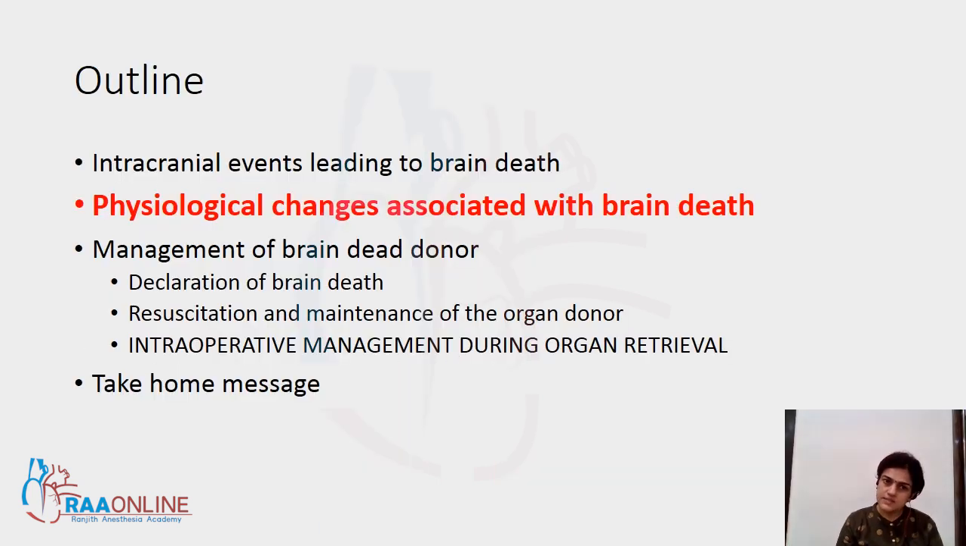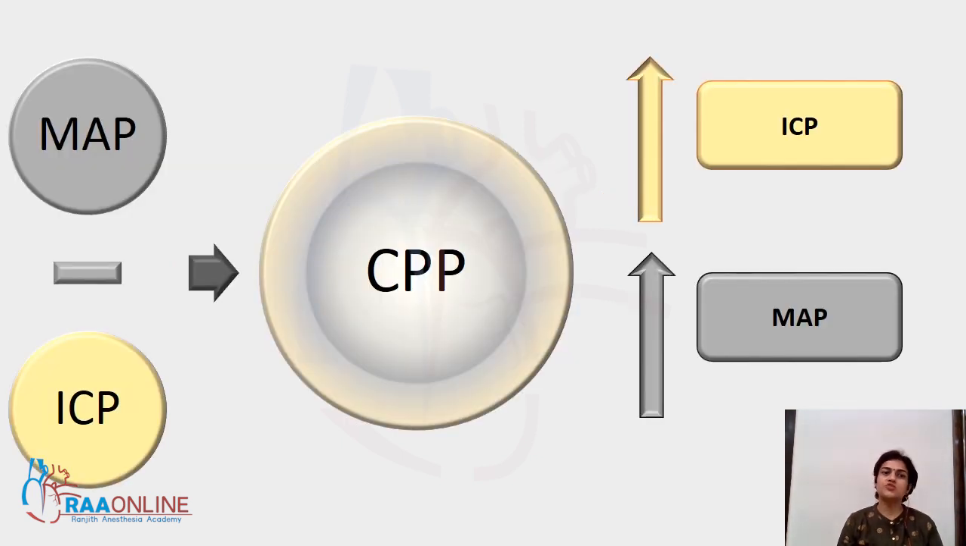So what are these physiological changes associated with brain death? Before we go on to see the physiological effects, we need to understand this relationship. Mean arterial pressure minus ICP is equal to cerebral perfusion pressure. So from this, when ICP goes up, the body tries to compensate by increasing the mean arterial pressure and thereby trying to maintain the cerebral perfusion pressure to minimize the damage that is done due to the increase in intracranial pressure.